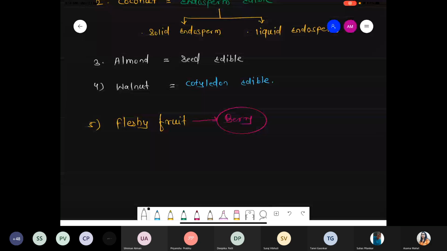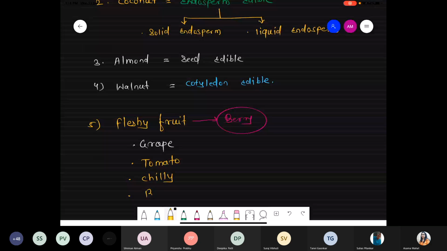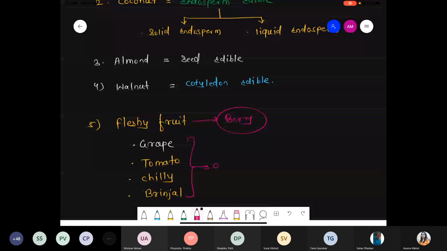So in the case of the berry category, grapes come under the berry. Tomatoes, yes, they are a part of the berry. Next one, chili. Chili also is a part of the berry. Even brinjal. Brinjal also is a part of the berry. So now what happened? In these grapes, tomato, chili, brinjal, all parts are edible except the seed.